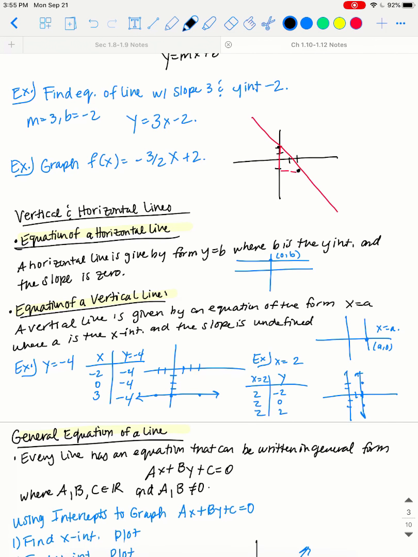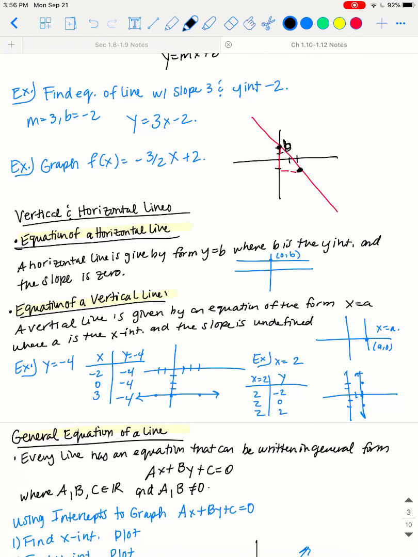And then an example, we're going to graph f of x equals -3 over 2x plus 2. So the first thing I do is I'm going to graph my y-intercept. So my y-intercept is 2. That means I go up. I don't move anywhere on the x, and I just go up 2, 1, 2. So there's my y-intercept, b. Alright, and then my slope is -3 over 2. That means I go down 3 and then right 2. So I go 1, 2, 3, 1, 2. That's my other point. And then I connect the dots.